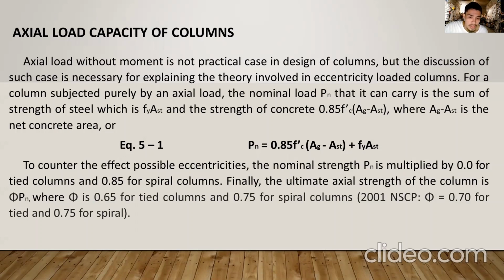To counter the effect of possible eccentricities, the nominal strength Pn is multiplied by 0.80 for tied columns and 0.85 for spiral columns. Finally, the ultimate axial strength of the column is φPn, where φ is 0.65 for tied columns and 0.75 for spiral columns.